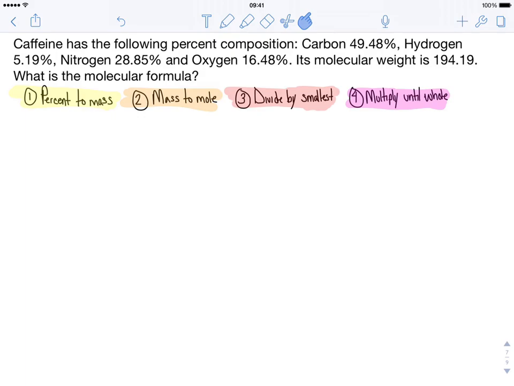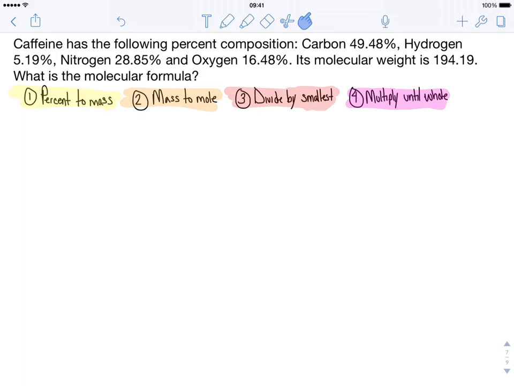Let's take a look at one last problem, which is probably a step up in difficulty from the previous two. So this problem says, caffeine has the following percent composition: carbon 49.48%, hydrogen 5.19%, nitrogen 28.85%, and oxygen 16.48%. Its molecular weight is 194.19. What is the molecular formula?